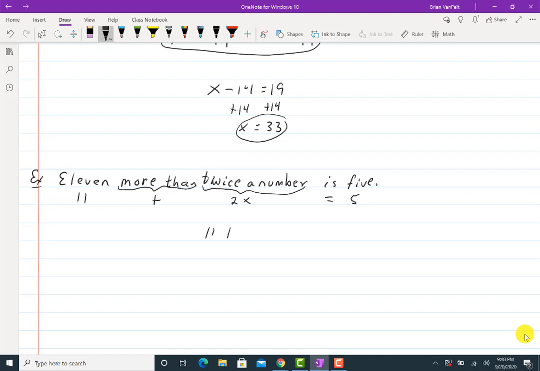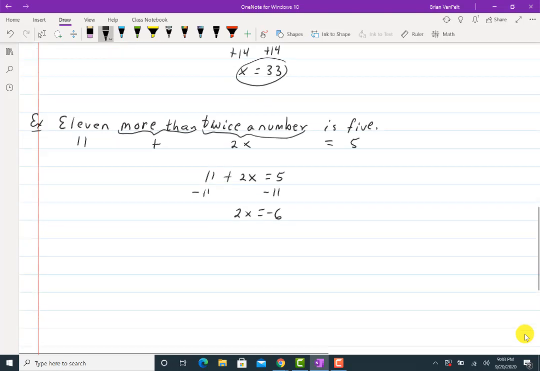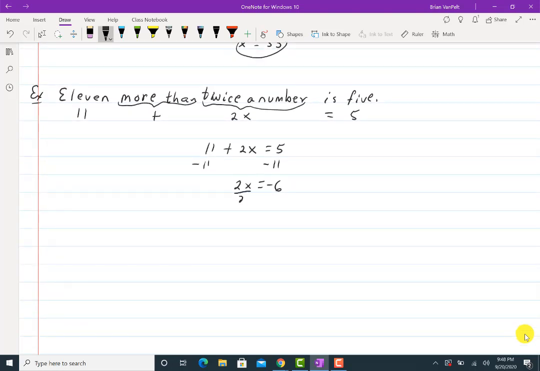11 more than twice a number is 5. To solve this, subtract 11 from both sides. You get 2x equals negative 6. Divide by 2, and we get x equals negative 3. So there's my equation, there's the solution. All the problems you'll be expected to do are like this.